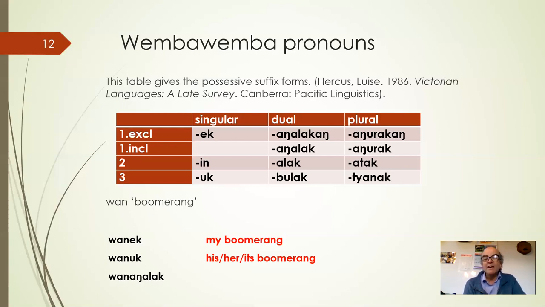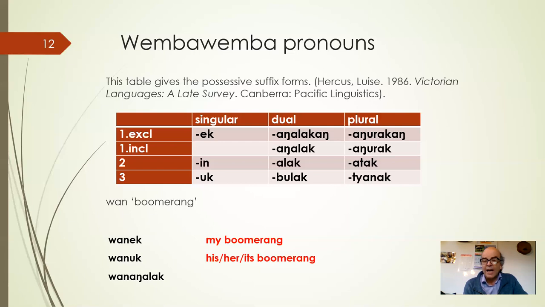And the last one is a bit trickier, wanangalak. What does wanangalak mean? So we know it means boomerang, but whose boomerang is it? The reason why I want to test out how you are looking into these is that being able to read a table like this and interpret it does take a moment. So wanangalak, what might wanangalak mean? This is the last one we're going to do in this way.